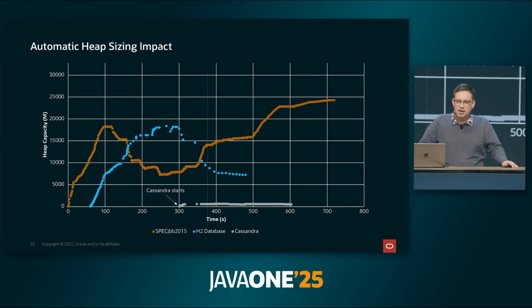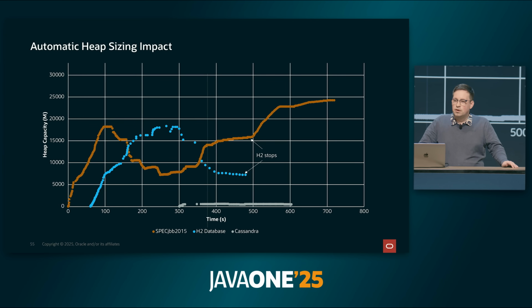After a while, we start running the Cassandra application, which puts some extra pressure on the system. And when this liveness spike drops in the H2 program, we see that there's a surge of memory in SpecJBB 2015. Now that there's more memory available in the machine, it immediately starts grabbing more memory to improve its performance.